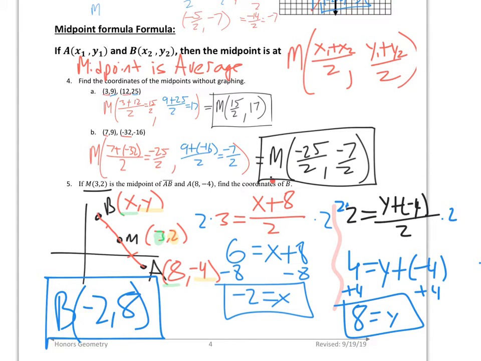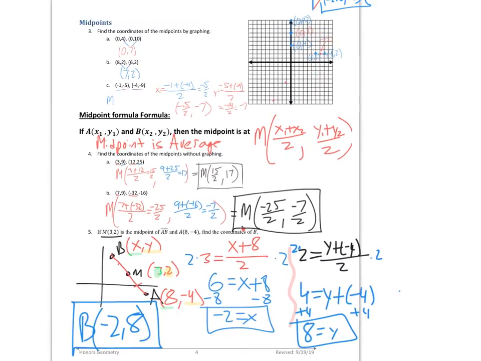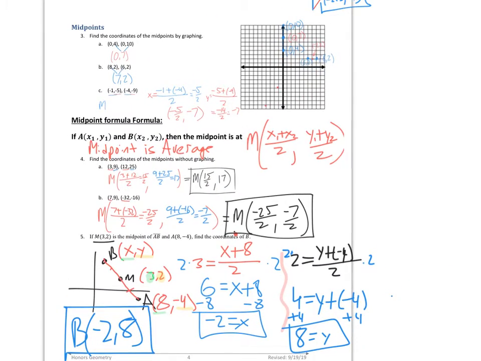So again, the key is that the midpoint is the average, all right? So the midpoint is the average. We got our formula here. Average, this kind of two-part formula. Average the x's, that gives us the x value of the midpoint. Average the y's gives us the y value of the midpoint. There you have it. Midpoint is the average.